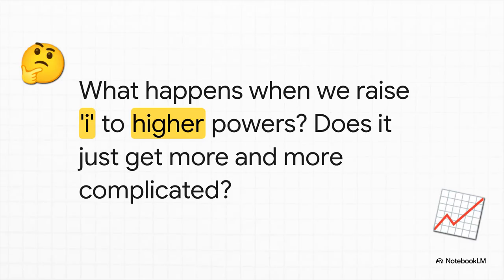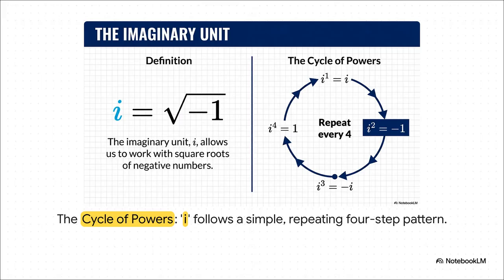Okay, so we know what i is. But what about something like i squared, or i to the 21st power? You'd think it would just get more and more complicated, right? Well, actually, the answer is kind of beautiful and surprisingly simple. It turns out there's this incredible pattern. Check out the cycle on the right.